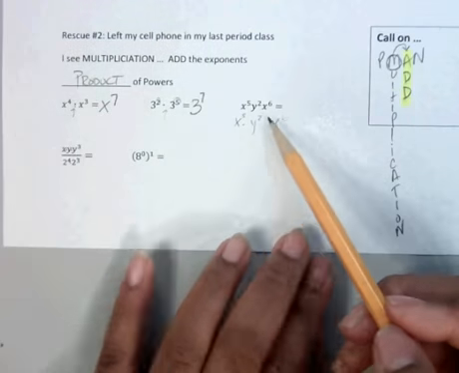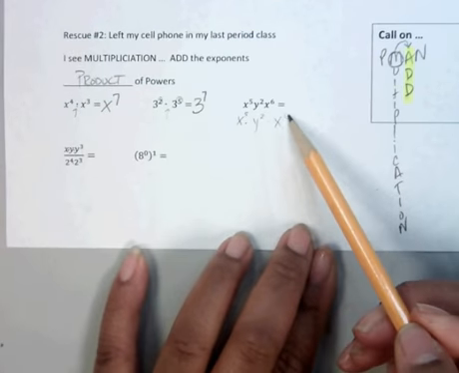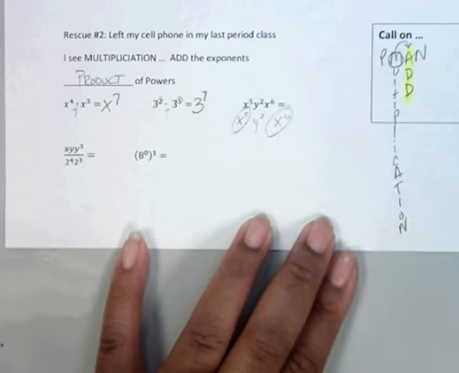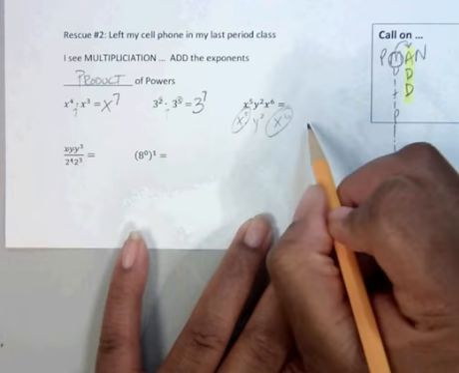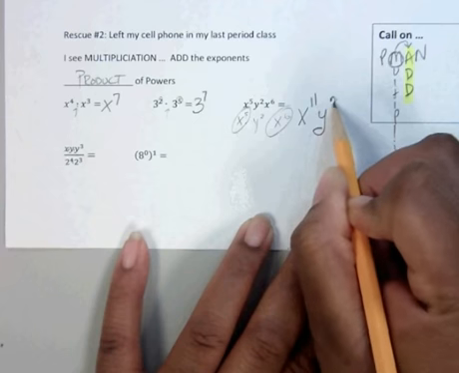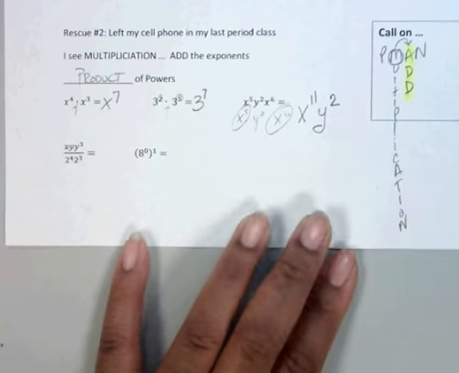Now this one's a little different. We cannot add all of these. We add all the ones that have the same base. So we're going to add this one and that one. 5 plus 6 is 11. The y doesn't have another y, so it just remains y squared.